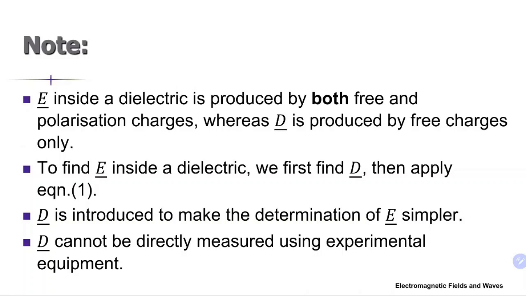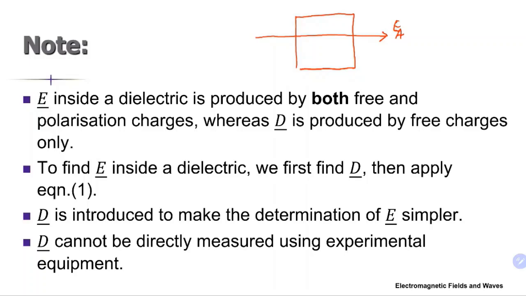Electric field inside a dielectric is produced by both free and polarization charges, whereas the electric flux density is produced by free charges. Okay, we have looked at this: when the dielectric material is polarized, the electric field inside the dielectric material depends on the free charge, which is the applied electric field that we talked about previously. So we said that we have a dielectric material put in the presence of E_A, an applied electric field.